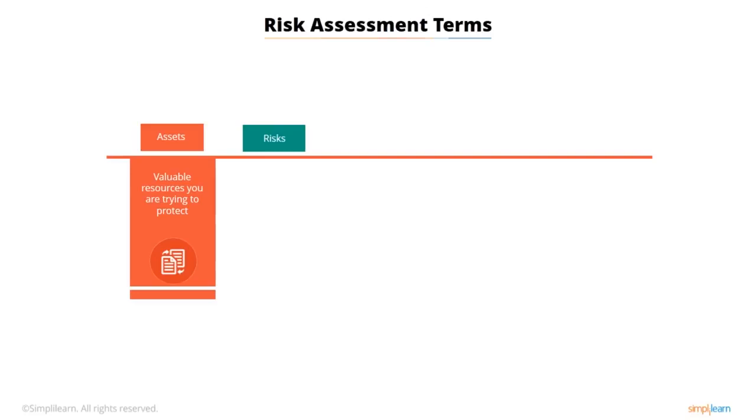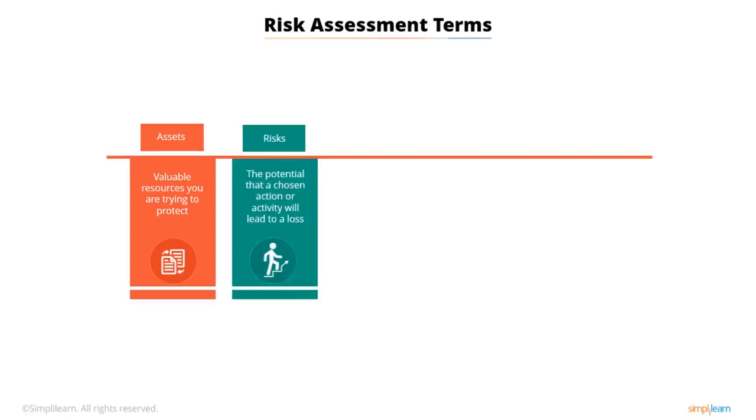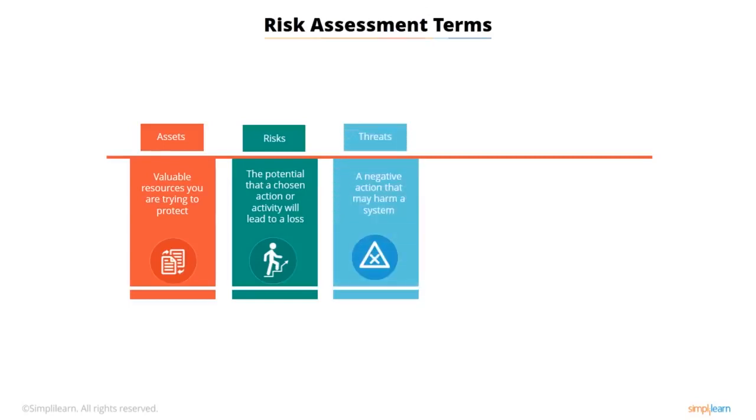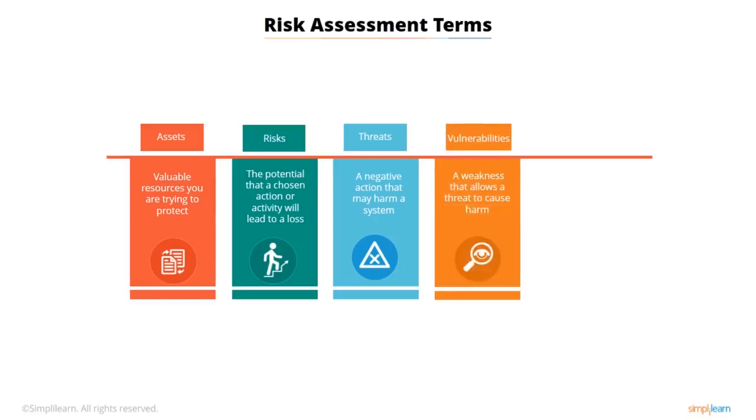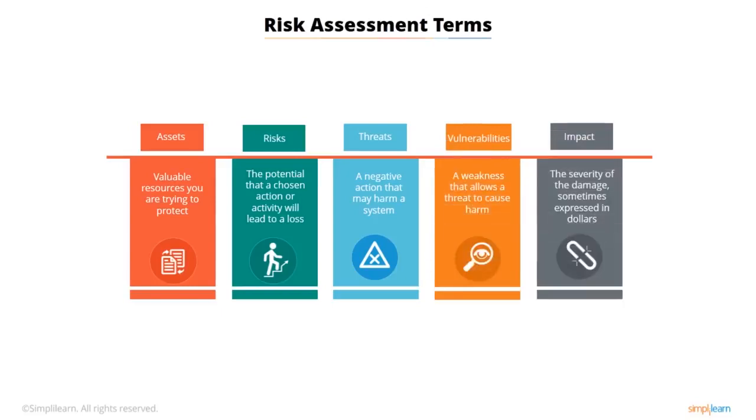Risk, and this is yet another definition that may seem to be worded differently, but means essentially the same thing we've seen so far. It's the potential that a chosen action or activity will lead to a loss. Threats, any negative action that could harm a system. Vulnerabilities, any weakness that allows a threat to cause harm. Impact, the severity of damage. Whenever possible, we like to express this in dollars.